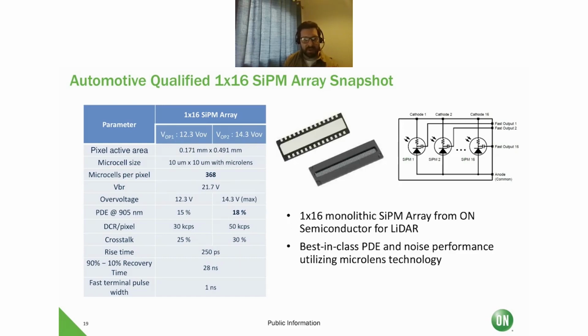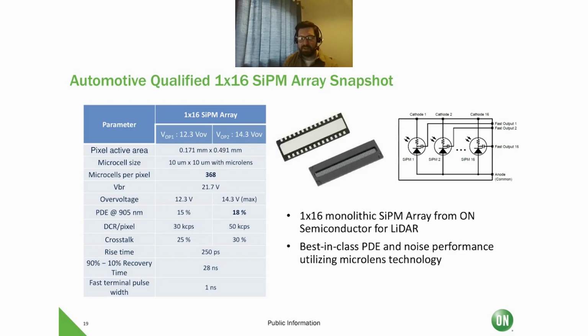On the left-hand side here, we have some of the parameters describing this array. So we have 368 microcells per pixel, and each microcell within the pixel is 10 microns by 10 microns, again utilizing that microlens technology. On the right-hand side, we have an image of the actual array and its internal schematic. So we can see that there's a common anode, and we can connect to the individual standard outputs or the individual fast outputs for each pixel.